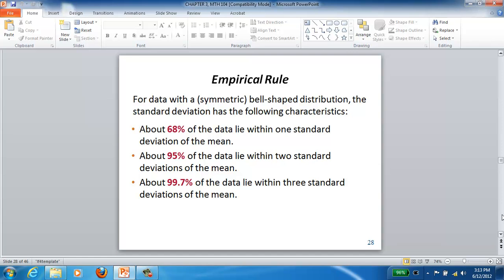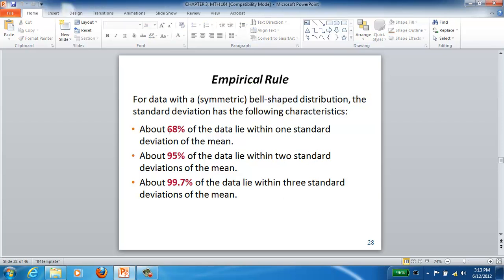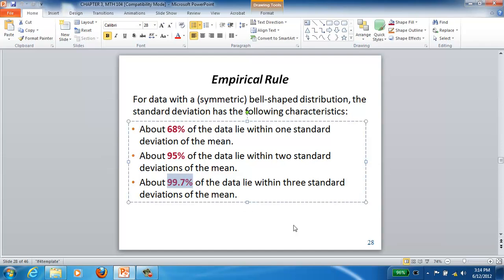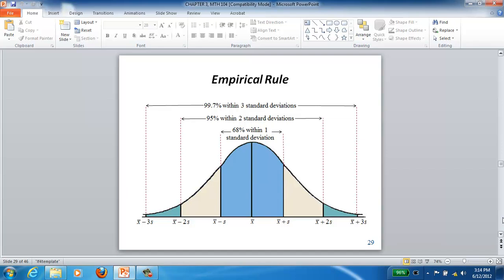The empirical rule says that if the data follow the normal distribution, normal means bell shape, then 68% will be within one standard deviation from the mean. That means x bar plus minus one standard deviation. 95% will be within two standard deviations, and almost all, or 99.7%, will be within three standard deviations.